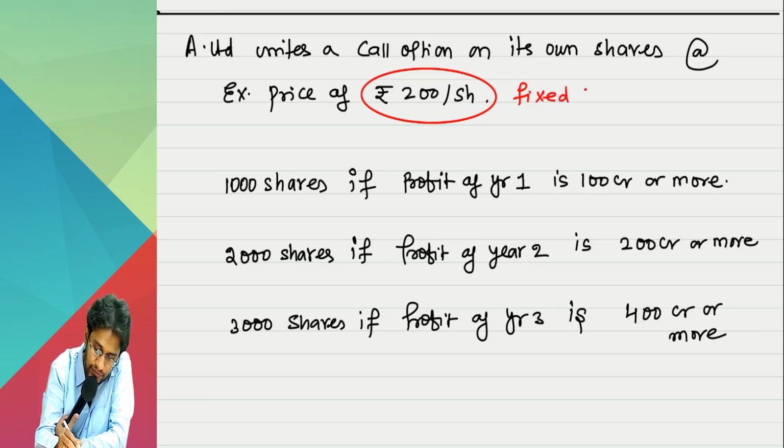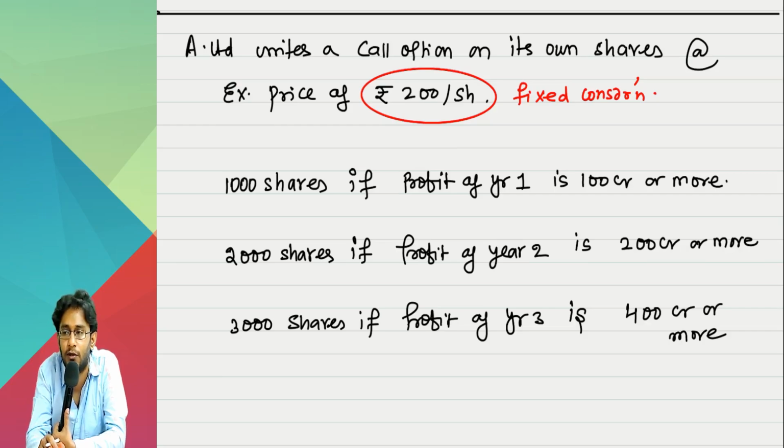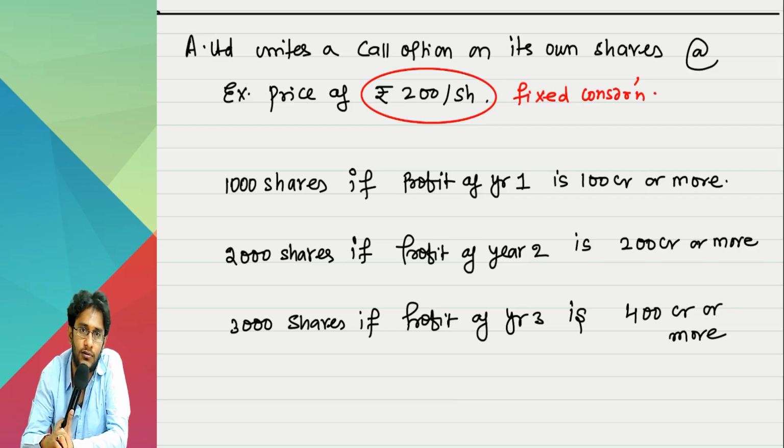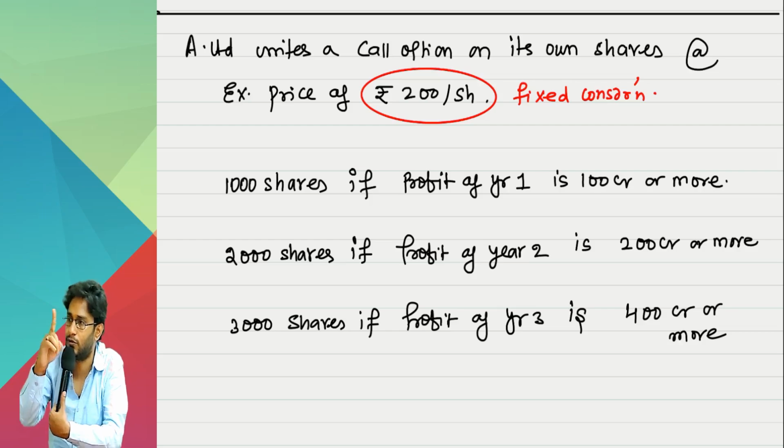Consideration is fixed, but the number of shares to be issued depends on how much profit you will earn in each year. If I earn a profit of 100 crores in the first year, then you will get 1000 shares. Or second year if I earn 200 crores or more, then you will get 2000 shares. Third year if I cross 400 crores or more, then you will get 3000 shares. So the number of shares is linked to a target performance of the company. What do you feel? Apparently variable only, no, because cash per share is fixed, but number of shares is not fixed, it is linked to something else.